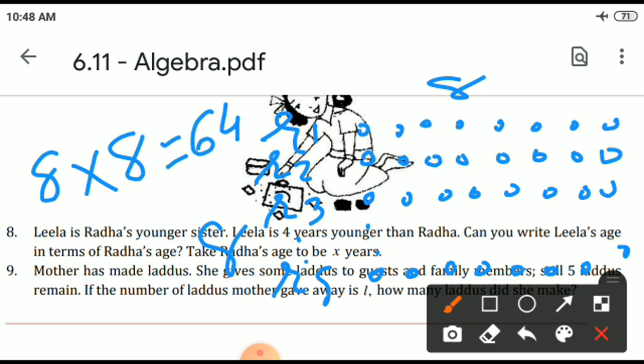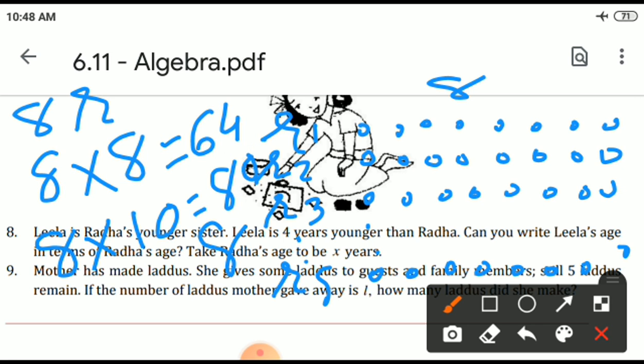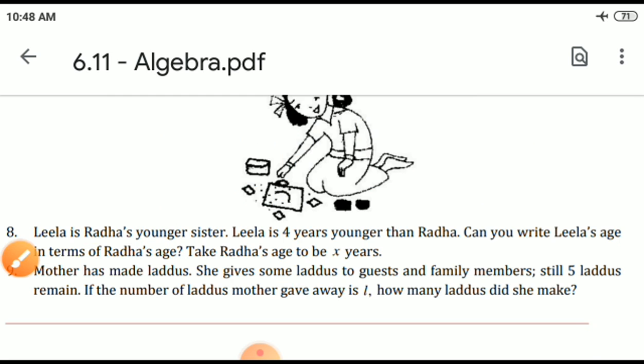In place of 8 there are 10 rows. So in one row 8 and 10 rows. Our formula is 8R. In place of R we are writing 10. So 8 tens are 80 dots in 10 rows. Is the idea clear? Anyone has a doubt on this one? No. Very good.